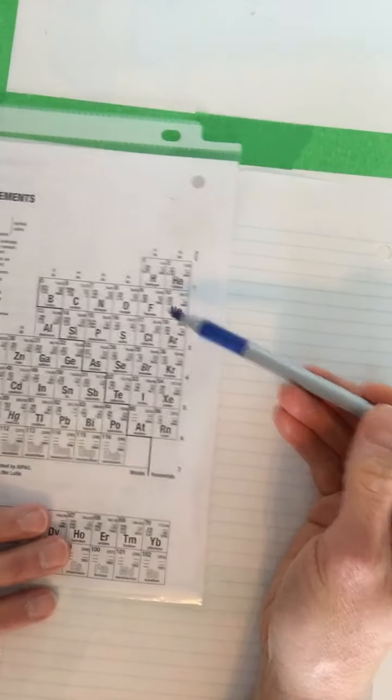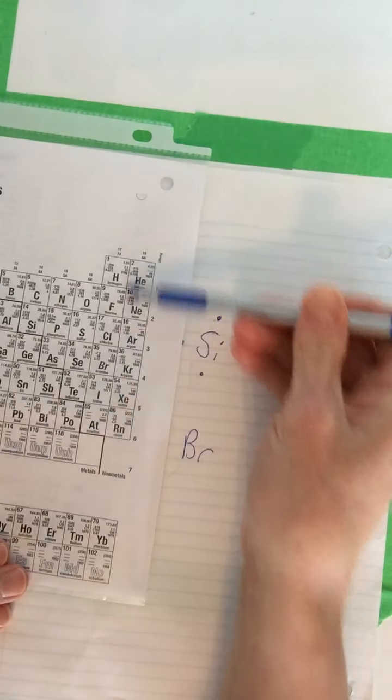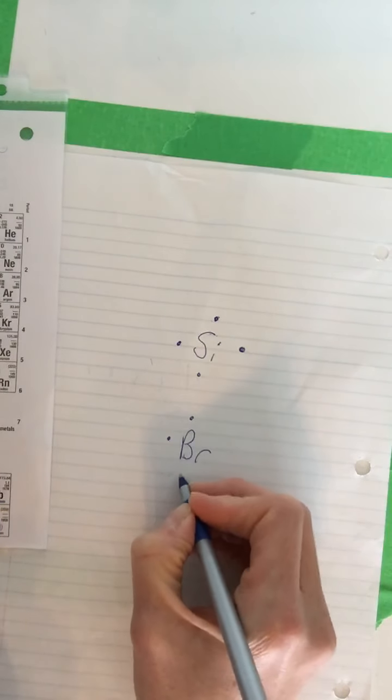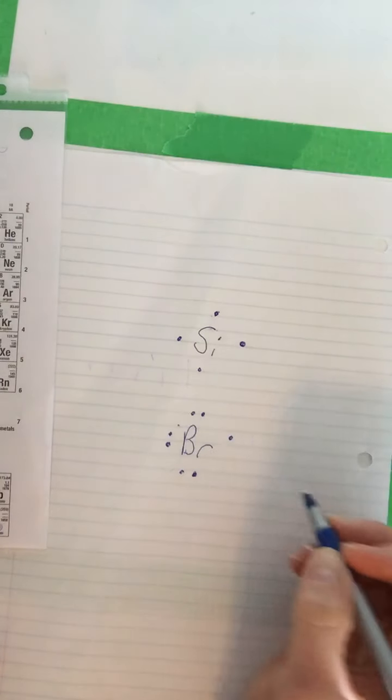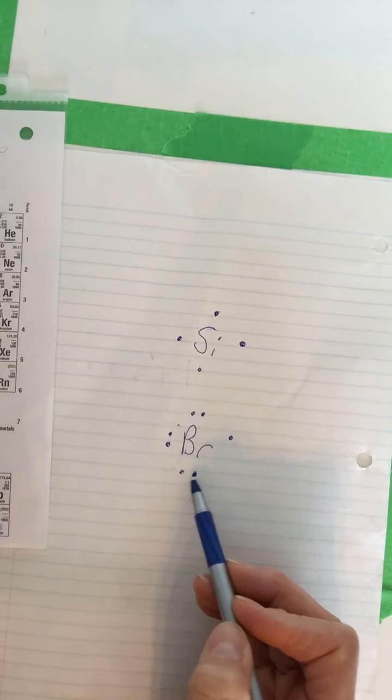How would I do it for something like bromine? Well, let's look at bromine. Bromine is in family 7 or group 7. And so bromine, there's the symbol. I would draw 1, 2, 3, 4 dots around, evenly spread out. And then I would fill in 5, 6, 7. So 1, 2, 3, 4, 5, 6, 7. So that would be how I would draw bromine.